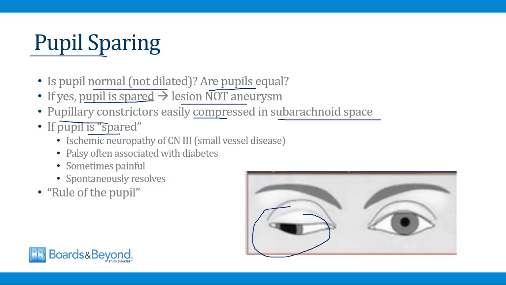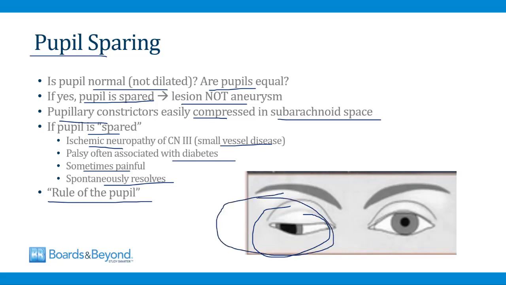When the pupil is spared, this usually means the patient has a cranial nerve 3 ischemic neuropathy from small vessel disease. This often happens to patients with diabetes. They sometimes have eye pain, and usually the cranial nerve 3 palsy spontaneously resolves. And so this is called the rule of the pupil. Remember that when the pupil is dilated like this, that's bad. That suggests there's an aneurysm.